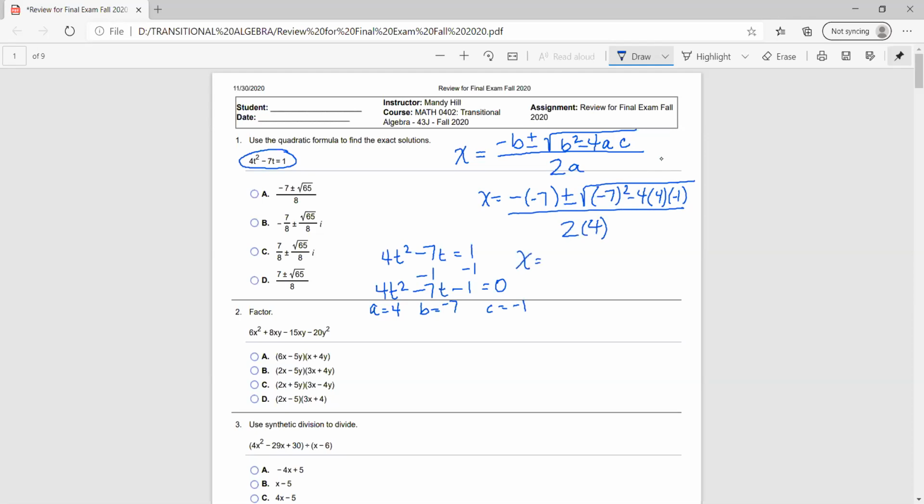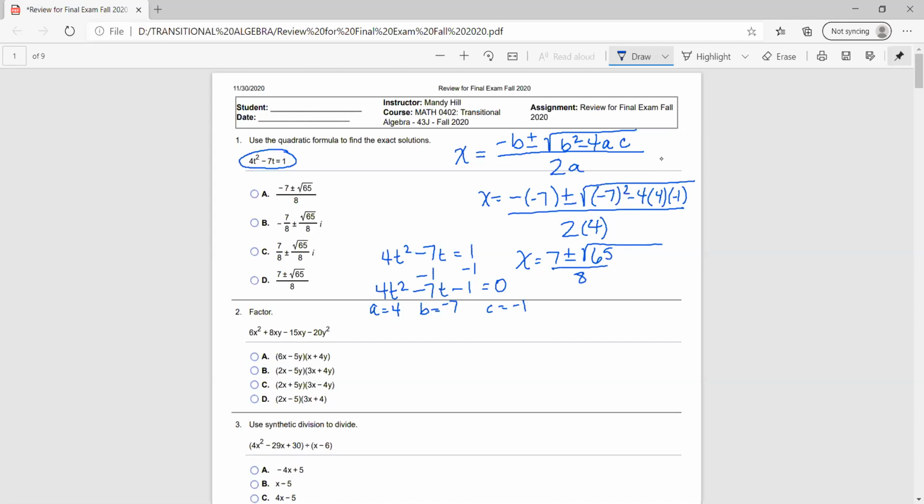Okay, so a negative 7 is just going to be positive 7 plus or minus. Okay, then I would probably figure out, well, what is all of this stuff underneath the square root? So I would type that negative 7 squared minus 4 times negative 1 in my calculator. Okay, and I'm coming up with 65 for that. Okay, and then that's all going to be over 8.